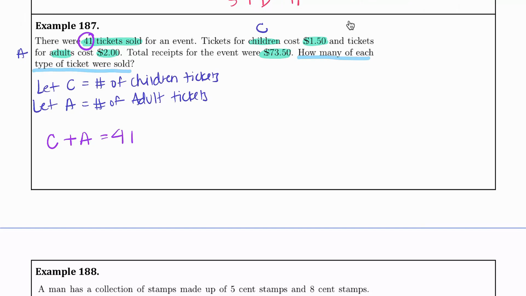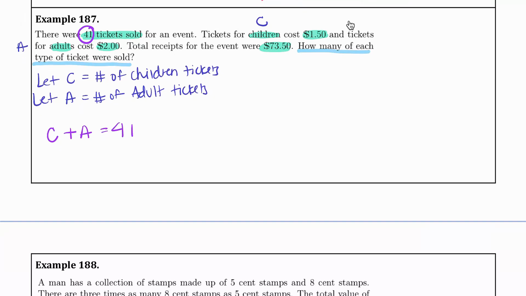All right, our second equation is going to be talking about the value of the tickets and how much money was collected. So each child ticket costs $1.50, so we can say 1.50C, plus each adult ticket was $2, so plus $2 times A, equals, it was a total of $73.50.